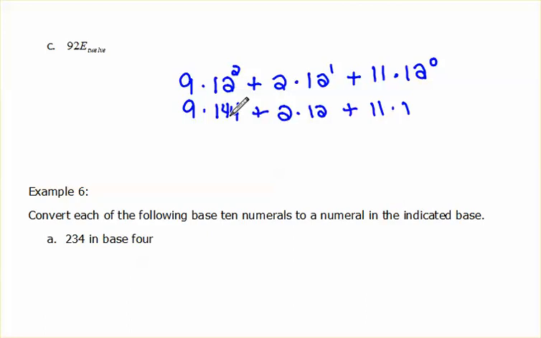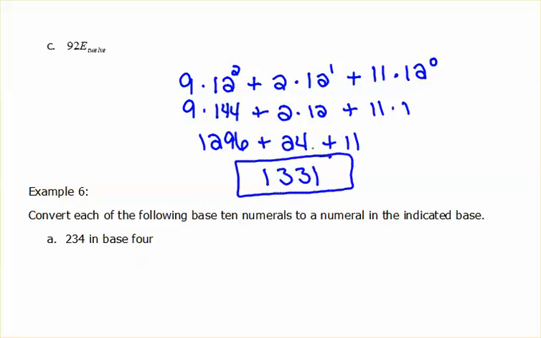So 9 times 144 would be 1,296. 2 times 12 would be 24, plus 11 times 1 is 11, and when you add all of those together, we get 1,331.